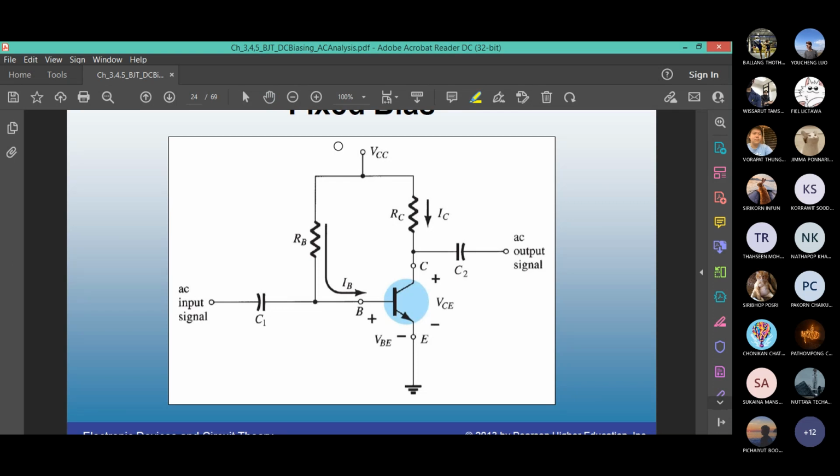Which one is the input side? Any clue? For a common emitter, the input side is the base. So the base has a loop. You can say KVL loop: VCC minus IBRB minus VBE equals 0. This is one loop.